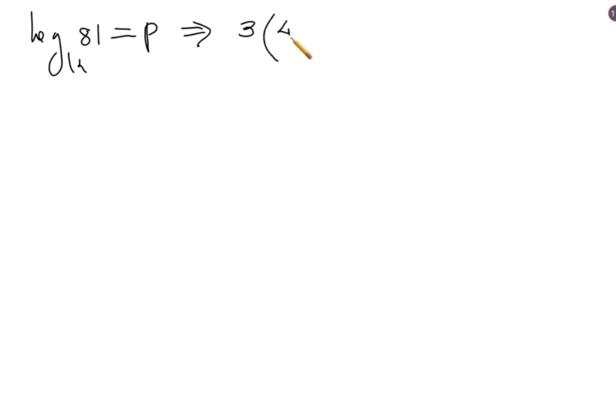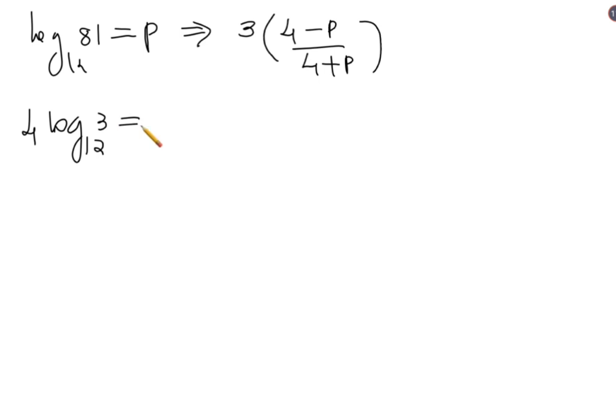4 minus p, sorry, 4 minus p upon 4 plus p. Okay, now here what is the first thing which we can do? I can reduce this 81 in terms of 3, so this becomes p by 4 log 3. I'll keep 12 as it is because 12 is not a direct square of some number. So I can say log 3 to the base 12 equals p by 4.